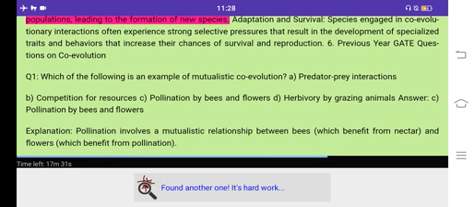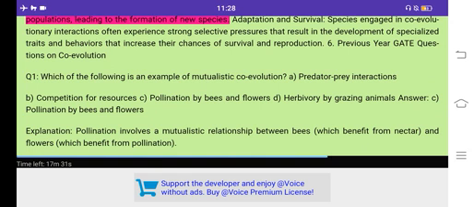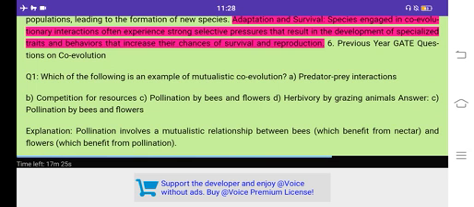Speciation. Coevolutionary pressures can contribute to speciation by causing genetic divergence between populations, leading to the formation of new species. Adaptation and survival. Species engaged in coevolutionary interactions often experience strong selective pressures that result in the development of specialized traits and behaviors that increase their chances of survival and reproduction.